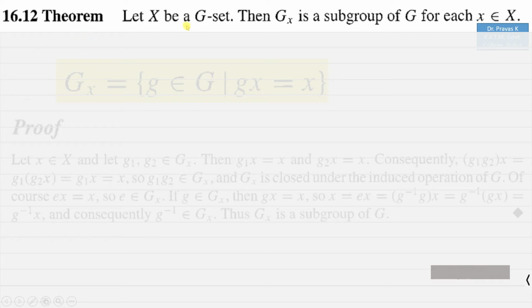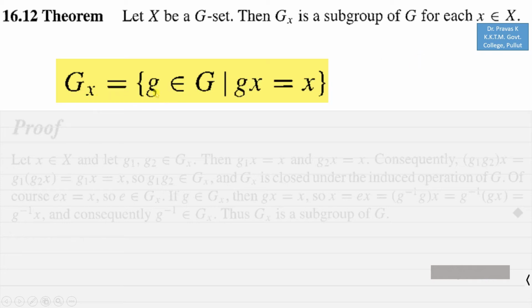Here let us see a theorem. Let X be a G-set, and you need to prove that G suffix small x is a subgroup for each x in X. You already know the definition and notation of G_x. Now in order to check whether a subset is a subgroup of a group, you need to show that it is closed under the same group operations, and you also need to provide the identity element and inverse element for each element in the set.